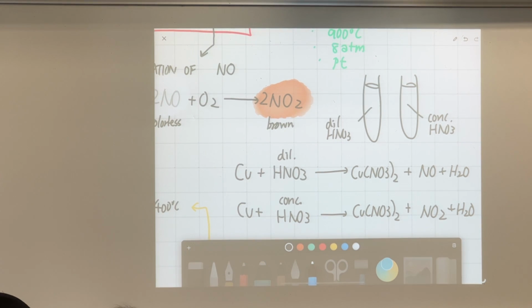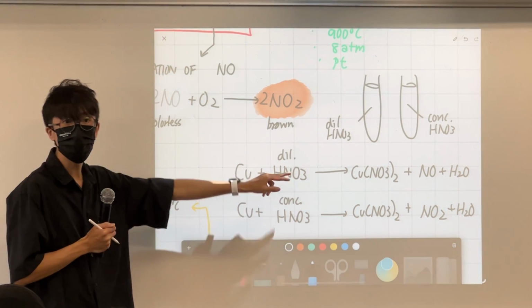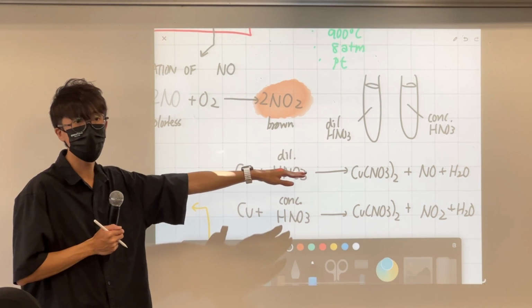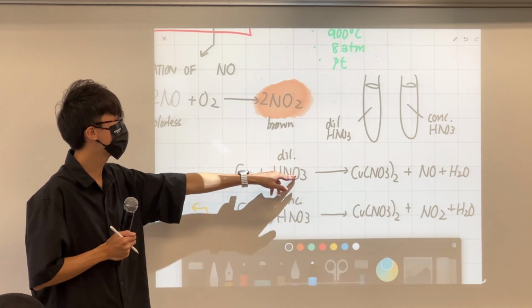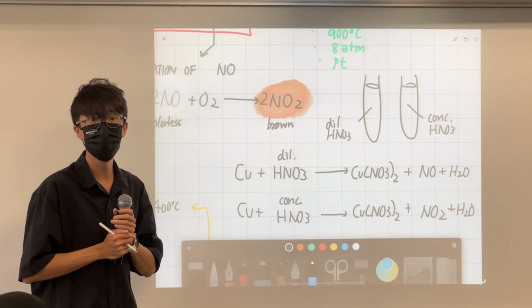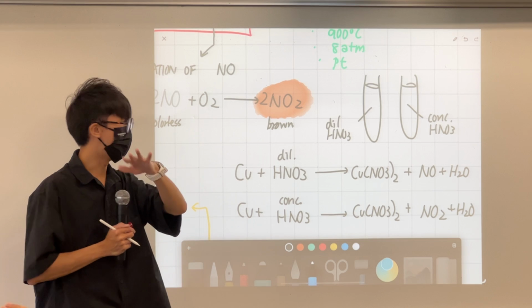Sir, I thought copper will not react with acid? No, copper will not react with normal acid like HCl, but copper will react with nitric acid because nitric acid is not reacting using the acid property. It's reacting using the oxidizing property. Yes, I'm glad you asked.